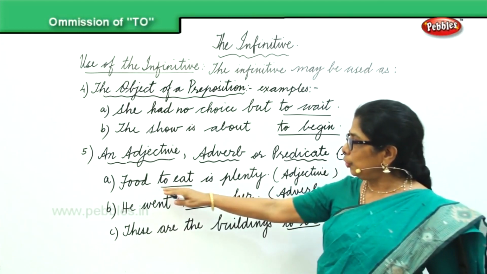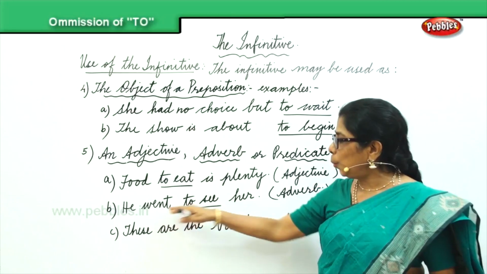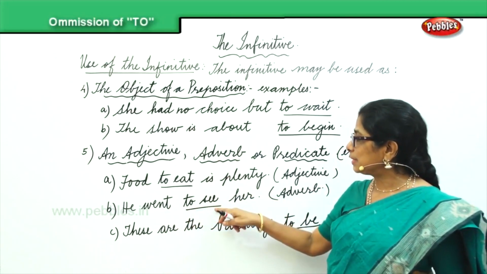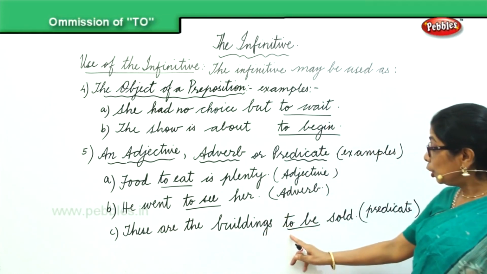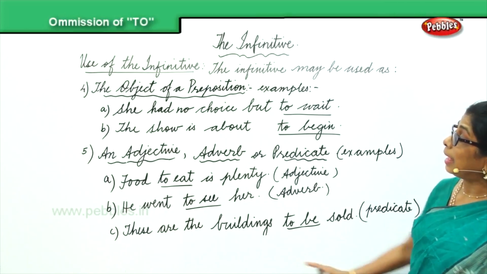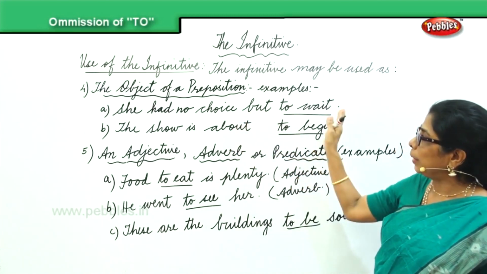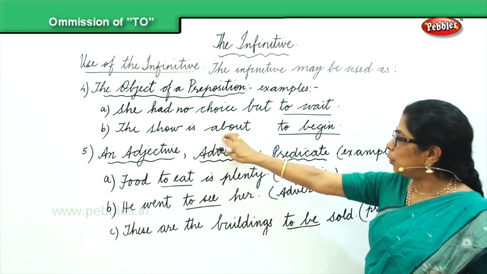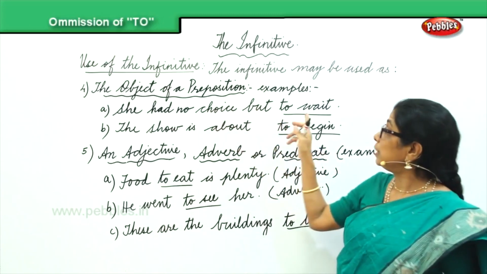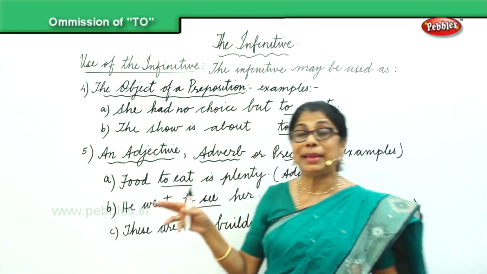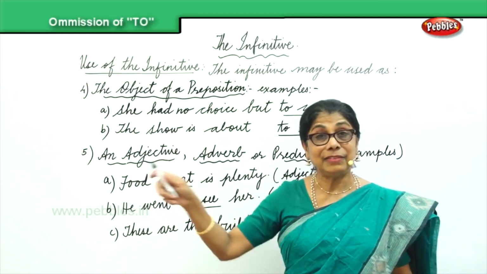So we have here: Food to eat is plenty, to eat is used as an adjective. He went to see her is used as an adverb. And finally, These are the buildings to be sold is used as a predicate. And for the object of the preposition: She had no choice but to wait. The show is about to begin. So you have the prepositions but and about, and the objects are to wait and to begin. So these are the five different categories of the use of the infinitive we have looked at. Okay?